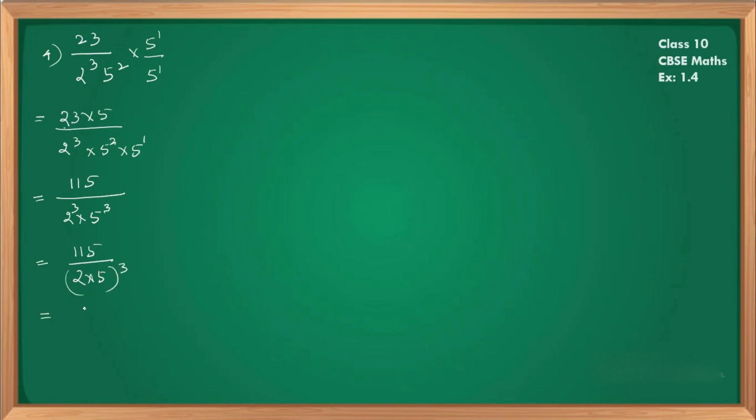Thus the next step would be 115 divided by 5 into 2 gives you 10 and cube is 1000. 1000 in the denominator. Now we have 3 zeros in the denominator, so put the decimal after 3 counts from the right. 0.115 is our answer. Right? Now we have 2 more questions to complete question number 2.